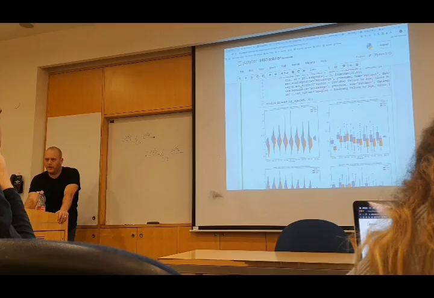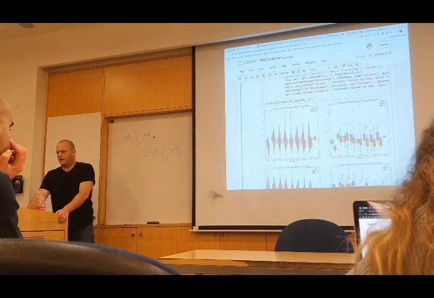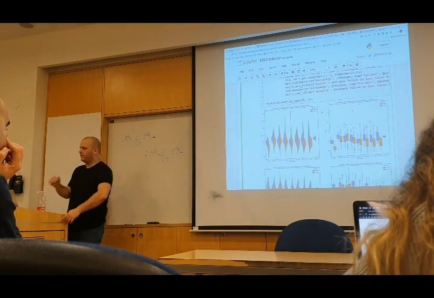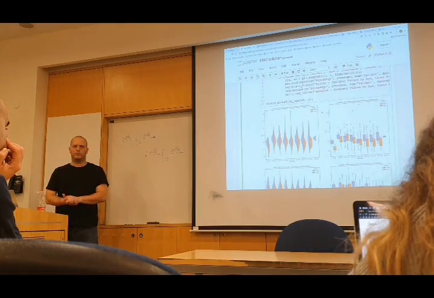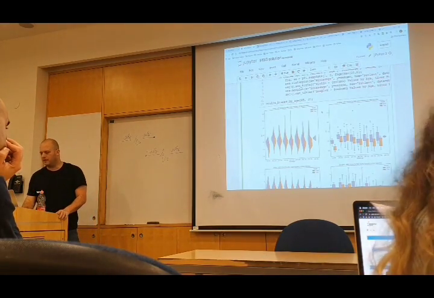And this is a split violin, where you have the violin of two separate groups. In this case, male and female.